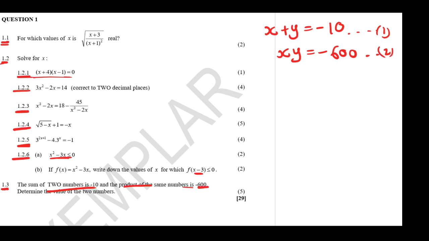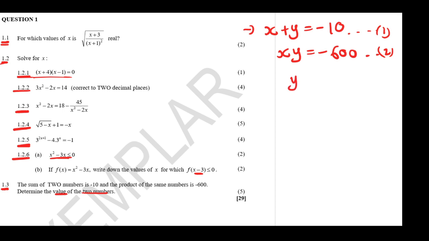Equation 2. I'm sure you guys can see what this is. This is a simultaneous equation, right? So we are basically determining the value of x and y. Hence they say determine the value of the two numbers. So we're going to identify the third equation here, and then we continue to solve. So we're going to use this equation to identify the third equation.